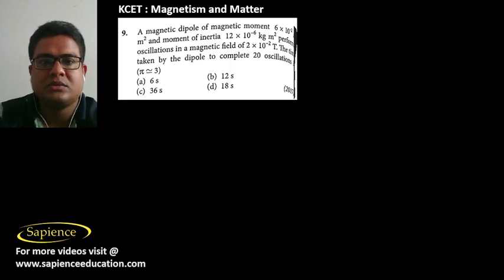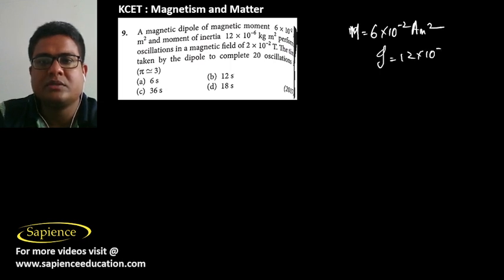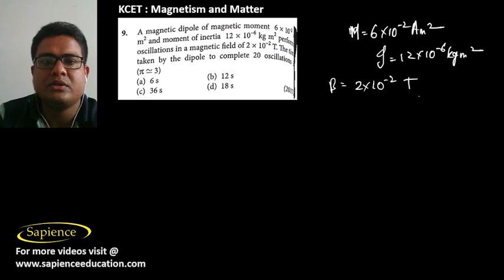Question number 9, it is told a magnetic dipole of magnetic moment 6 into 10 power minus 2 ampere meter square, and moment of inertia given as 12 into 10 power minus 6 kg meter square, performs oscillations in a magnetic field of 2 into 10 power minus 2 tesla. The time taken by the dipole to complete 20 oscillations is, so it means the time taken to complete 20 oscillations will be 20 into the time period of oscillation.